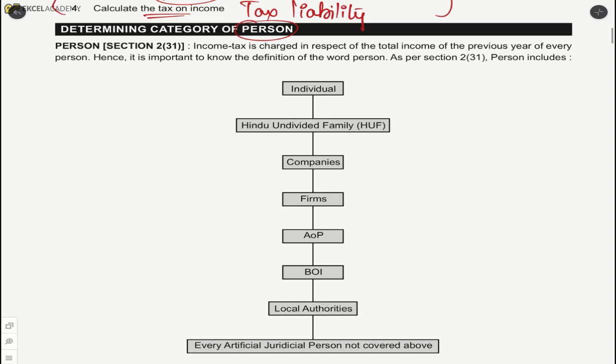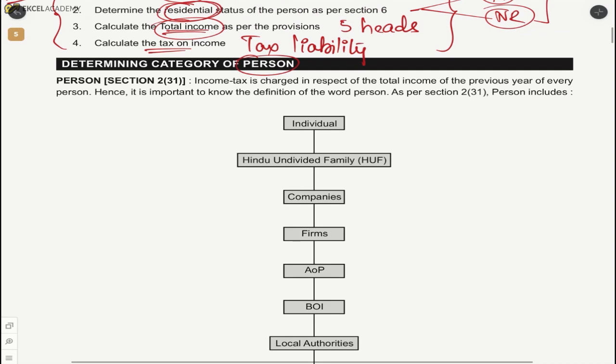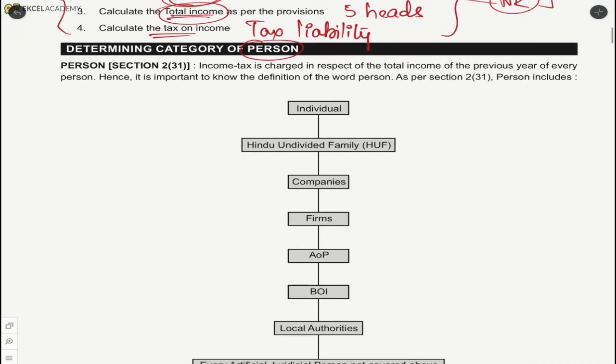We said person, but we did not say what exactly do we mean by person. We will now see what is the definition of person. Let us read section 2, subsection 31. It says person includes. So this word is very important. So here when we say includes, it is an inclusive definition. It is not an exhaustive definition wherein we can say A, B, C, D refers to person. No, it is not like that. In this case, they say it includes. It may include other things as well in future.